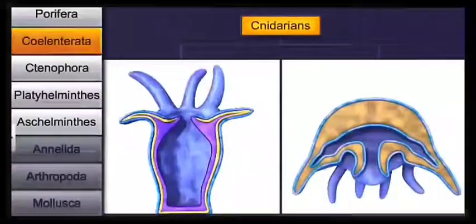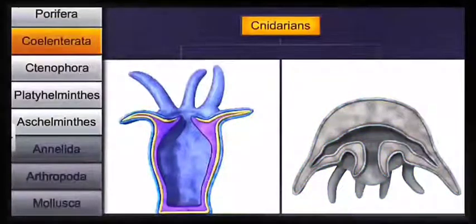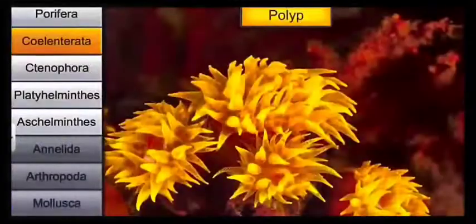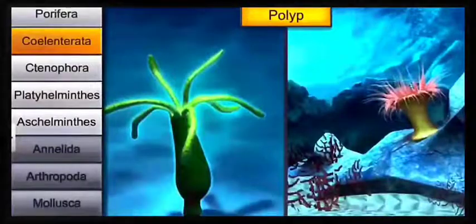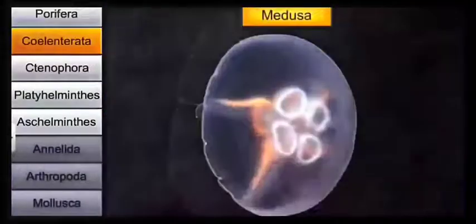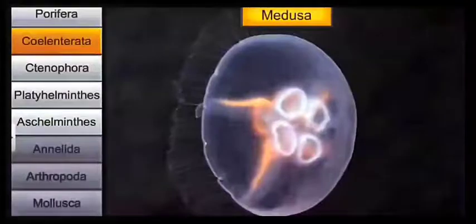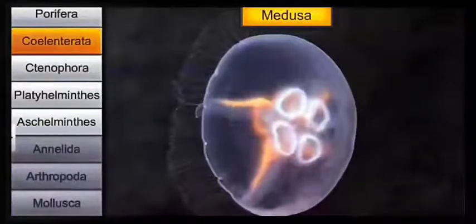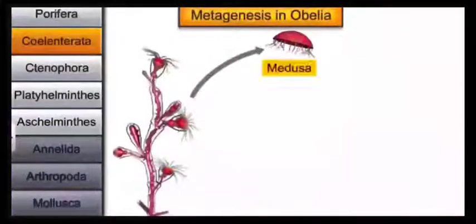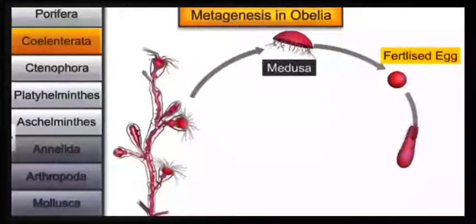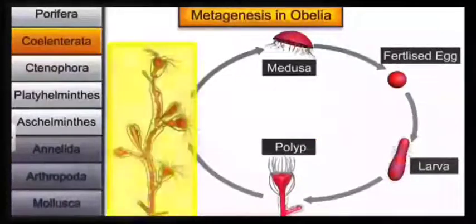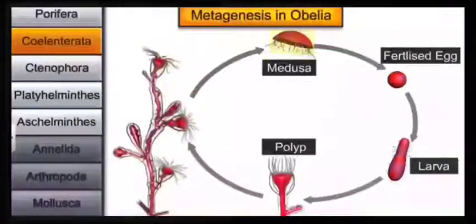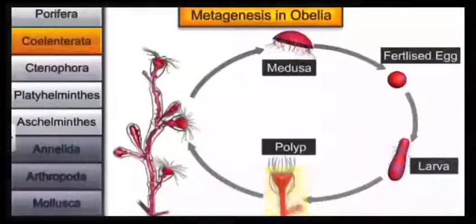The cnidarian life cycle is divided into two phases. Polyp on the left side, hydra-like. This is a polyp phase which is sessile, non-moving, asexual phase. And the second phase is medusa, free swimming, sexual phase, just like a jellyfish. So there is an alternation of generation in their life cycle which is called metagenesis, which alternates between polyp, asexual phase, and medusa, the sexual phase. So this is the life cycle of Coelenterata.